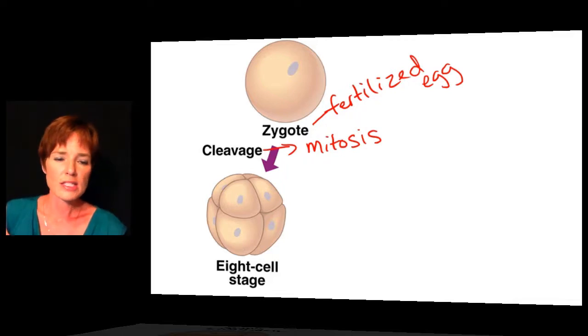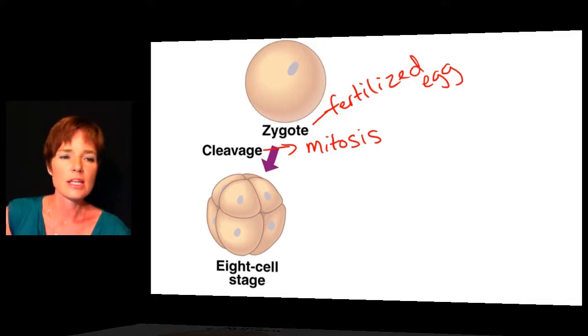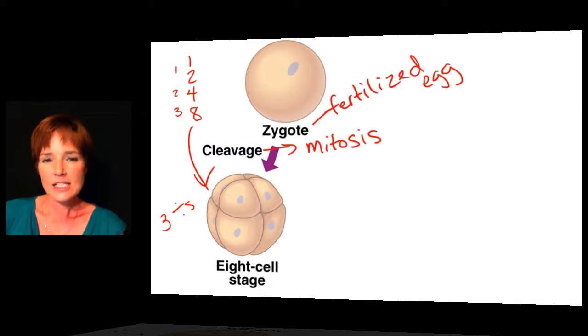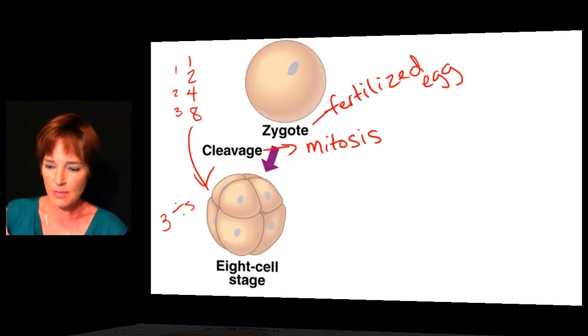By the time we get to this 8-cell stage down here, that was actually 3 mitosis rounds that took place, because we're going to take that 1 cell, it's going to divide so that we get 2 cells, so that would be the first division. Then when we divide the second time, those 2 cells are going to each split to give us 4, and then when we divide the third time, the 4 all split to give us the 8. So when we get to this stage, we've had 3 divisions take place. That 8-cell stage is the beginnings of the embryo.